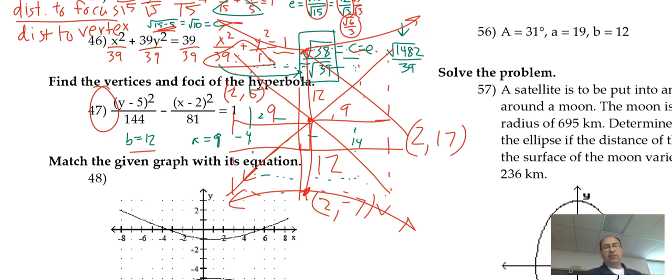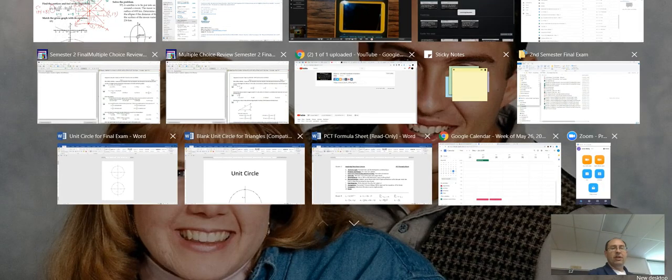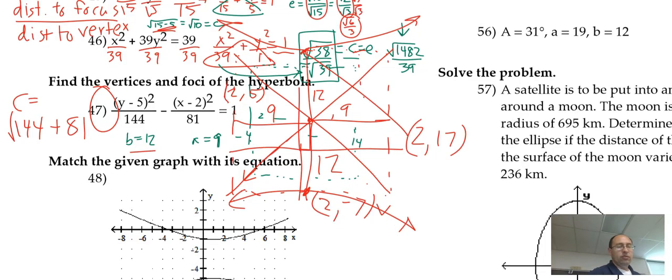Okay, foci. All right, so C is equal to, this is when I add the 144 and the 81 together and take the square root. That's 225. Wow, that's nice. 225. So that means 15.